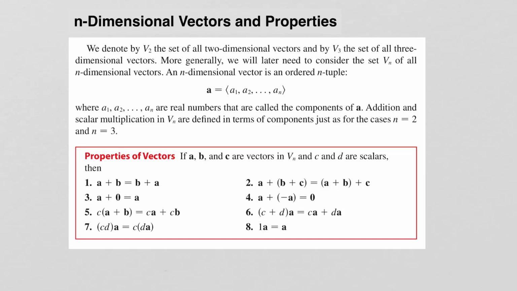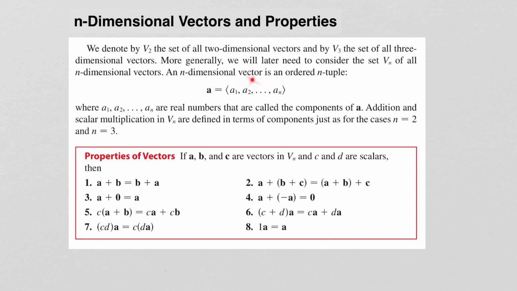Most of our work with vectors will occur in 2 dimensions or 3 dimensions. If we think of all the vectors in 2 dimensions, we call this V2, the set of all 2-dimensional vectors. Likewise, V3 is a set of all 3-dimensional vectors. But we can have more dimensions than just 3 dimensions. So in general, Vn is the set of all n-dimensional vectors.